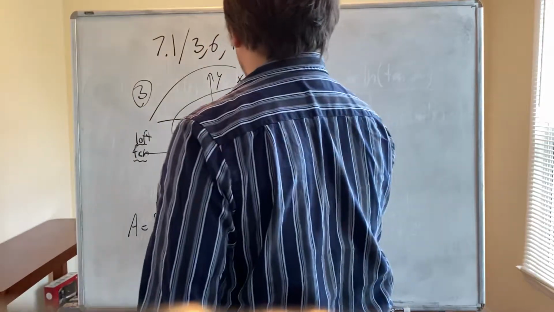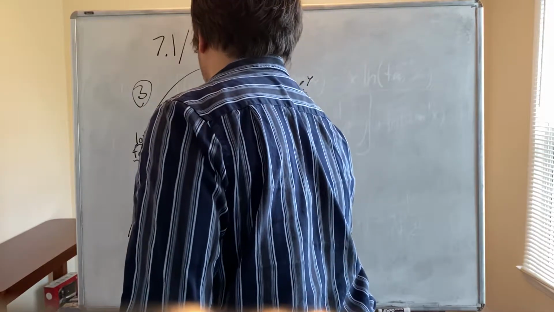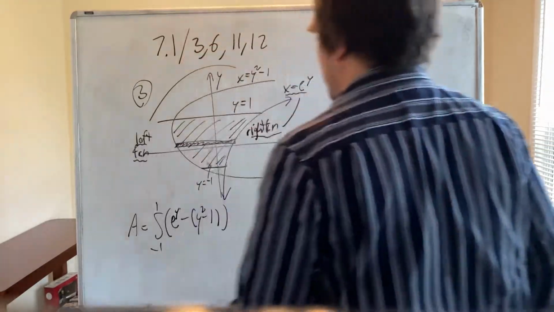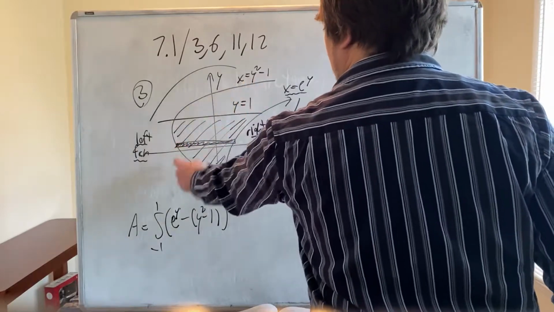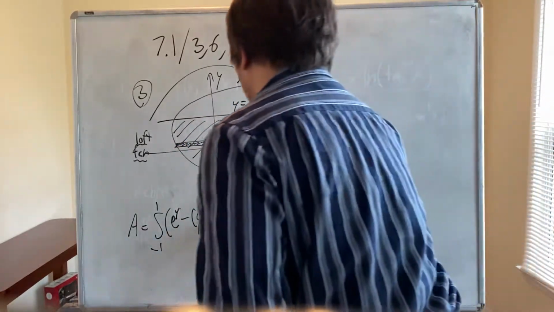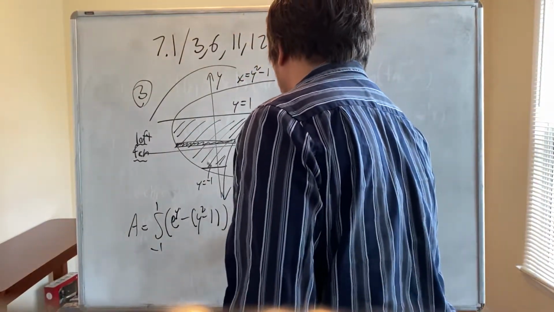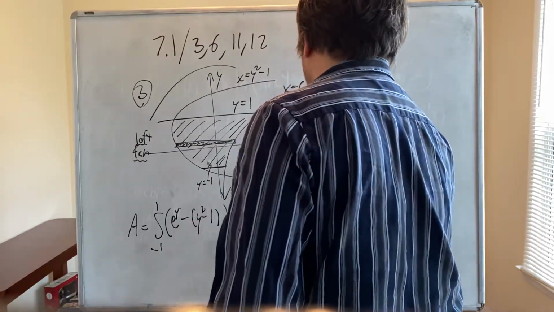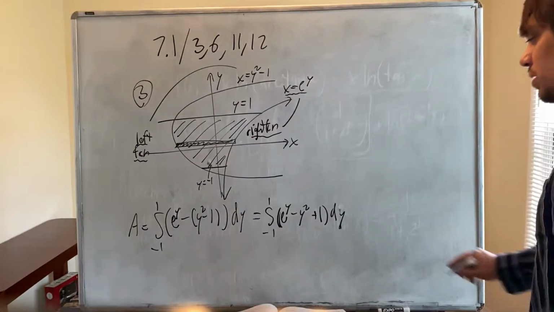And so the height of the rectangle is the value of the right function, which is e to the y, minus the value of the left function, which is y squared minus 1. So the height of each approximating rectangle is this x value, which is e to the y, minus this x value, which is y squared minus 1. And you integrate it with respect to y. So let's find this definite integral from negative 1 to 1 of e to the y minus y squared minus minus 1, which is plus 1, dy. All I did there was just do minus minus 1 is plus 1.